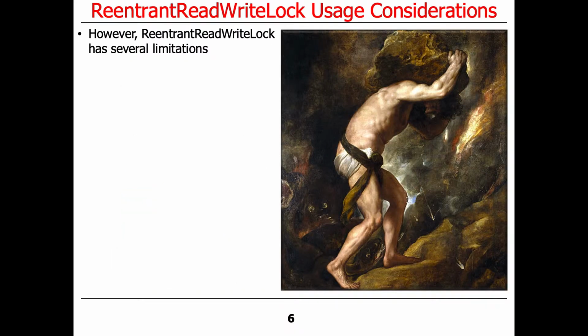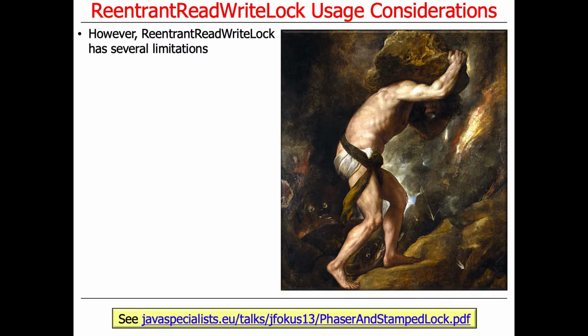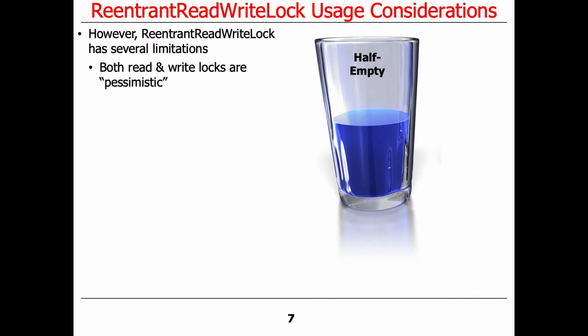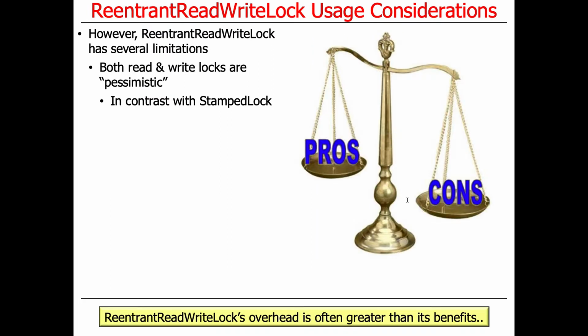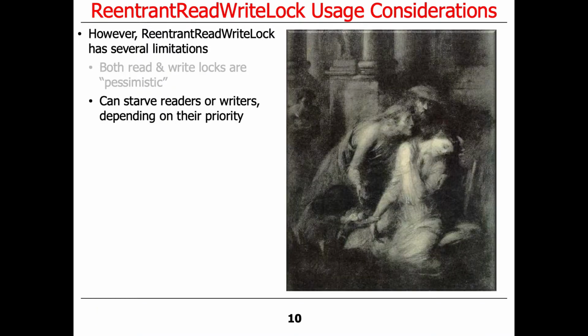However, ReentrantReadWriteLock has a number of limitations, some of which are fairly significant. Both read and write locks are pessimistic, which means that they always have to acquire the lock. This is, of course, in contrast with a stamped lock, which, as we'll see later, also supports something called an optimistic mode. As a consequence, the overhead of ReentrantReadWriteLock is often much greater than its benefits in practice.